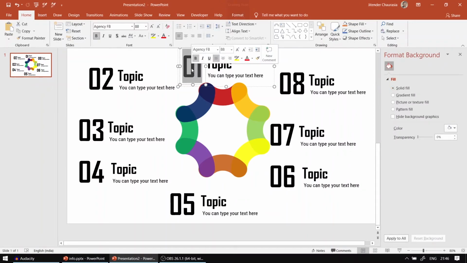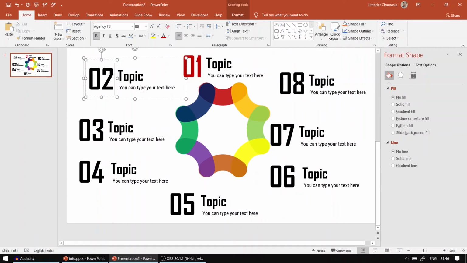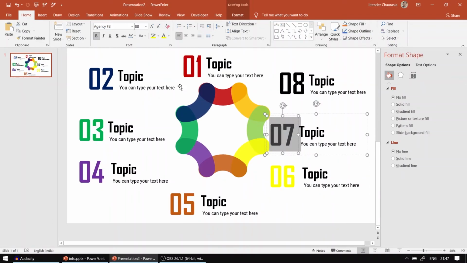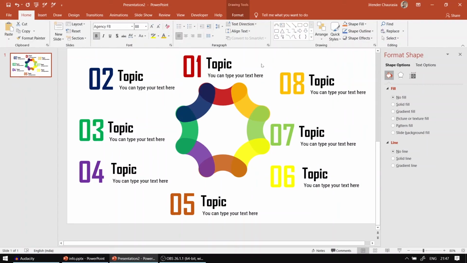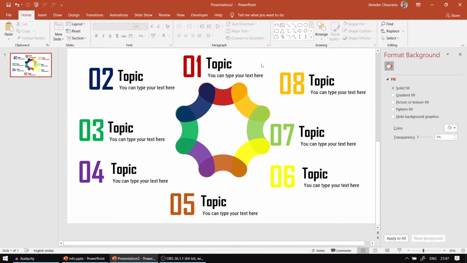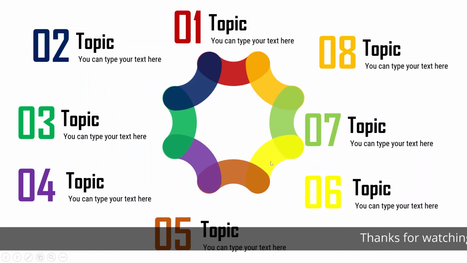What I usually do is change the color of this. So this one is red, and the 8th is again this orange shade here. Let me just show you the preview of how it looks, and here you have your 8-point infographic made in PowerPoint.